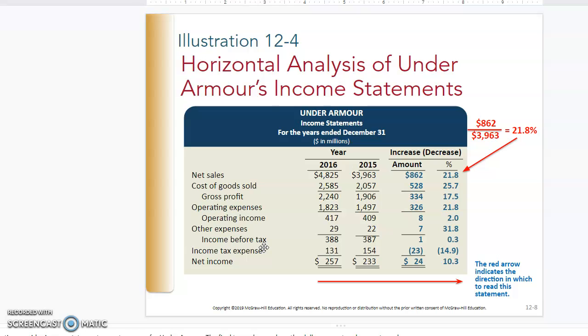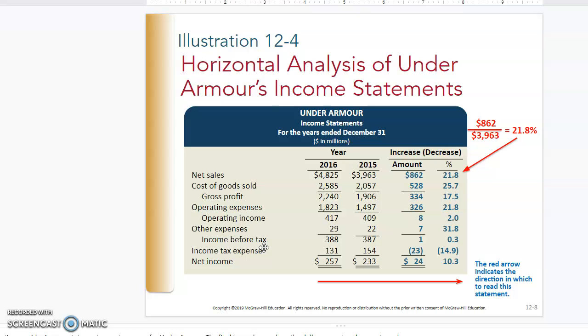Okay, so the difference between net sales from 2015 to 2016 was an increase of 862. Okay, the percentage is 862 divided by the prior year, 3963, to get to 21.8%. That tells you how much the sales increased as a percentage of the prior year.